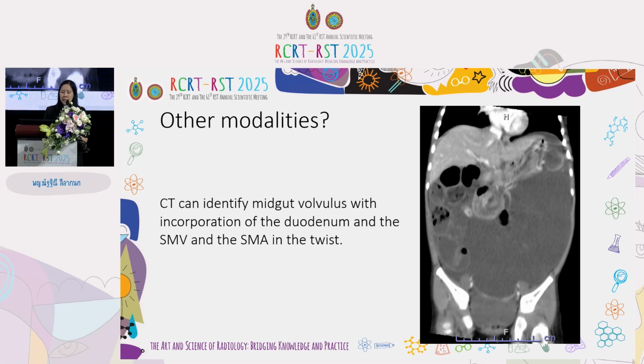Other modalities that can be used for diagnosing midgut volvulus include CT, but typically we do not perform it solely for diagnosis. Instead, it is usually done when other clinical signs are suspected, such as when investigating the cause of bowel obstruction, and then midgut volvulus is incidentally identified.